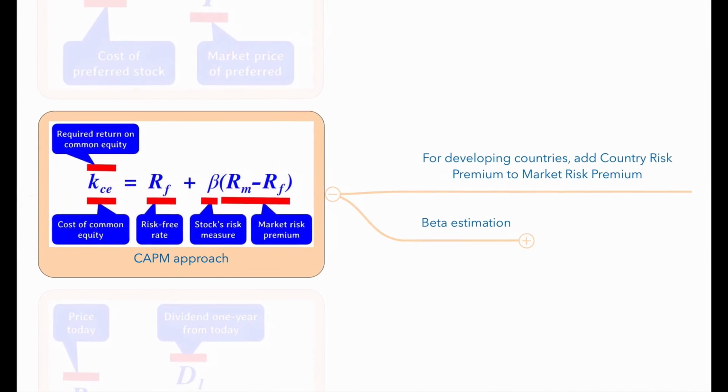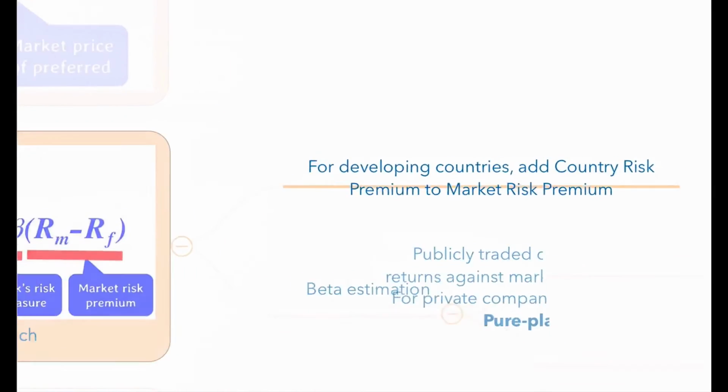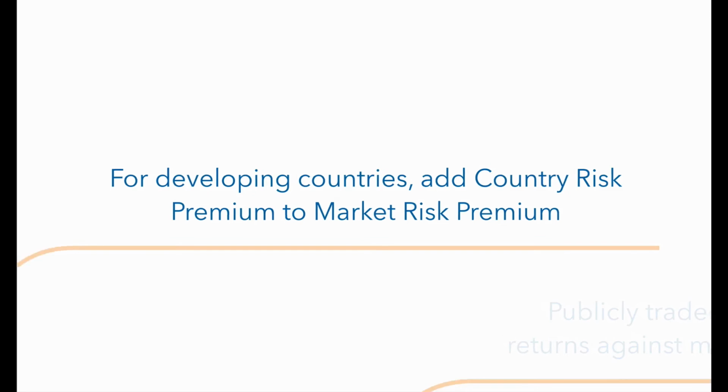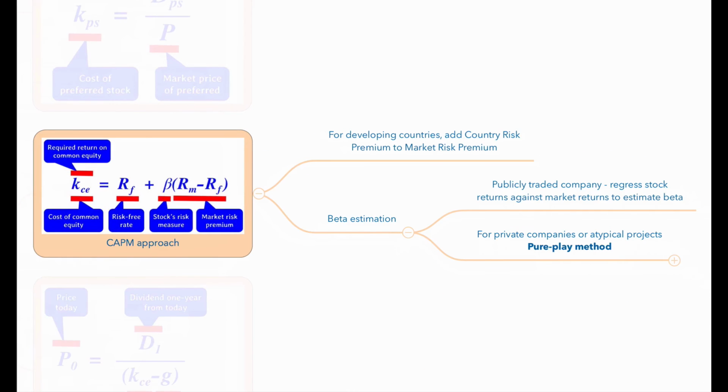Using the CAPM to estimate the cost of equity is problematic in developing countries because beta does not adequately capture country risk. To reflect this increased risk, we add what is known as a country risk premium to the market risk premium when using the CAPM. Let's take a closer look at the process of estimating beta.